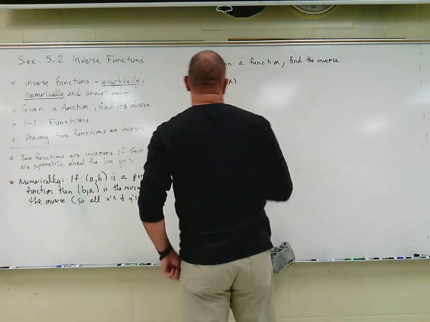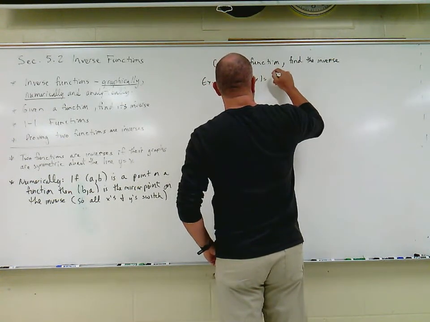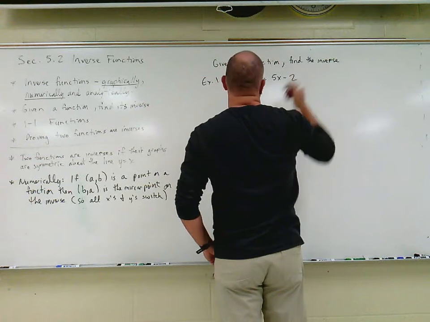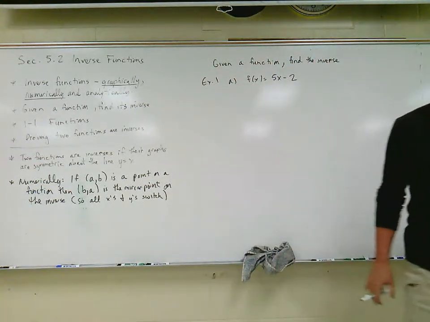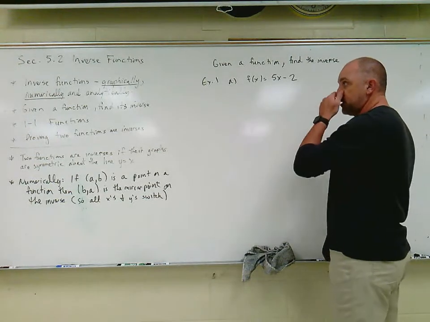We'll do this for each one. So let's say part A, our function is 5x minus 2, and we want to find the inverse. Now we're looking at inverses with algebra. I don't know the other graph, but I want to find it.